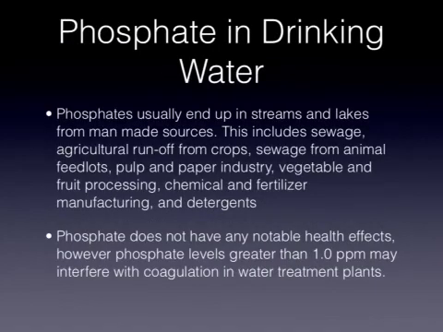Phosphate in drinking water. Phosphates usually end up in streams and lakes from man-made sources. This includes sewage, agricultural runoff from crops, sewage from animal feedlots, pulp and paper industry, vegetable and fruit processing, chemical and fertilizer manufacturing, and detergents.